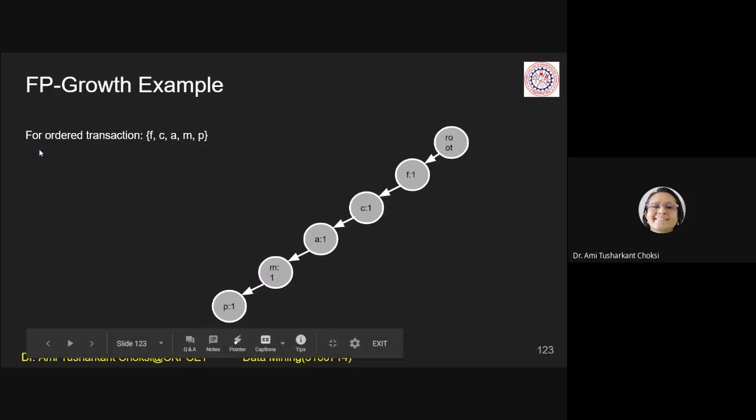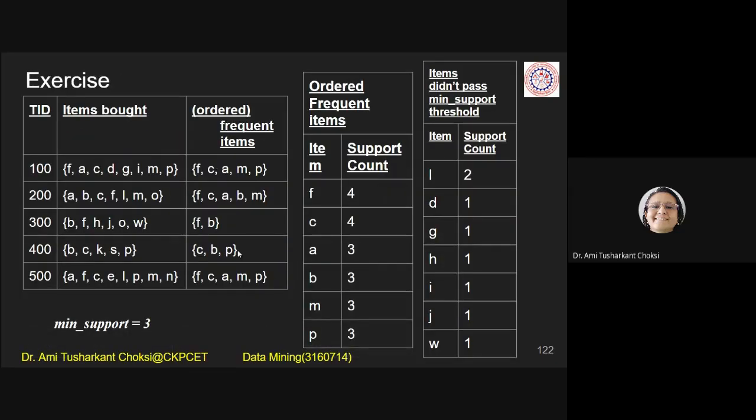So what is the order of transaction? Here we have written what should be the ordered frequent items according to the support count. As we know, whichever has the greater support count, that we put first. And we put them in sorted order, right? So here we have considered F, C, A, B, M, and P, and from that, we have sorted according to their support count. So whatever transactions are given to us, we order them according to their support count.